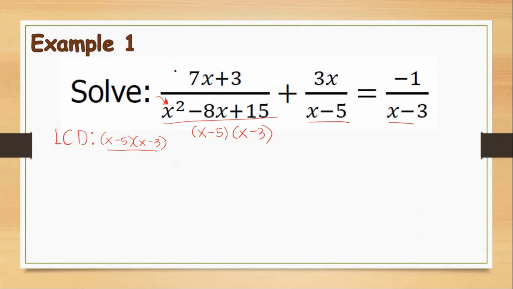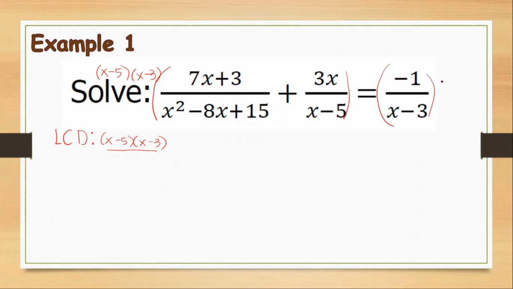Let's multiply both sides of this equation by our LCD. Okay, that is our step 2. So let's erase this first and multiply it with our LCD. This one multiplied with our LCD, which is x minus 5 times x minus 3. And same thing here on the right. You have to multiply it with the LCD, which is x minus 5 times x minus 3.